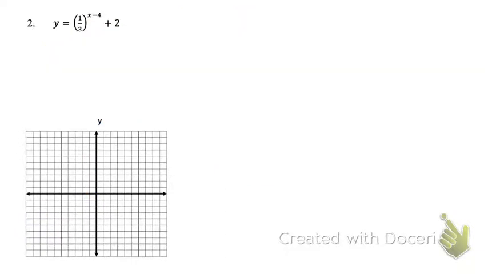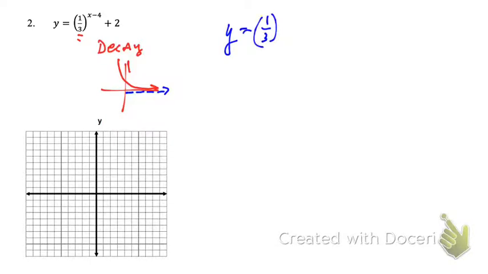All right, problem number 2. Our b value is 1/3, so that means this is decay. So know what happens with a decay graph. It runs downhill. Also pay attention to where that asymptote is. It's on that positive x-axis. Okay, so we'll start ourselves off with just simply what would be the table for 1/3 raised to the power of x. Well, if we plug a 0 in, we always get a 1. If we plug a 1 in, we get whatever that b value is, 1/3.